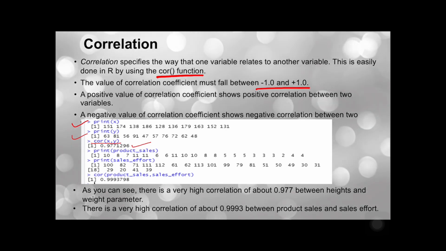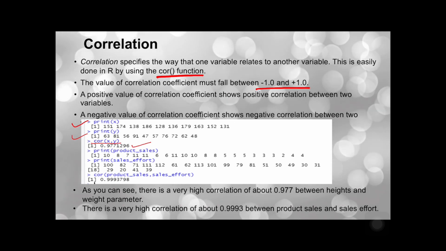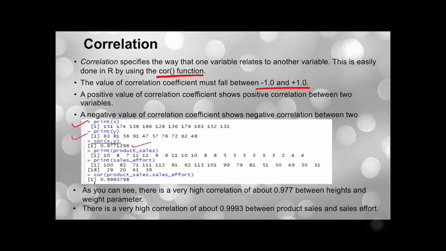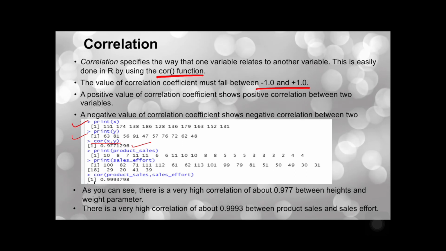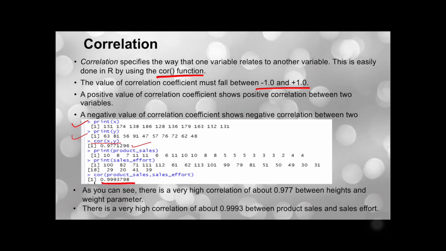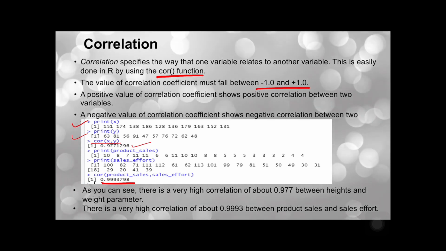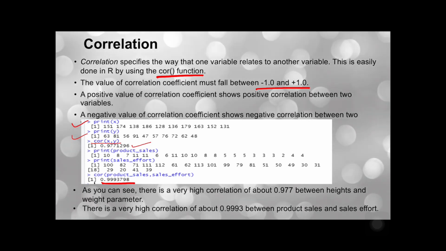So as you can see, there is a very high correlation of about 0.977 between the height and weight parameters, as well as if we perform the correlation on the product sales and sales effort data, we get the value of correlation as 0.999. So it again shows a very high correlation between product sales and sales effort. So in this manner, we can perform various statistical tests for hypothesis testing.